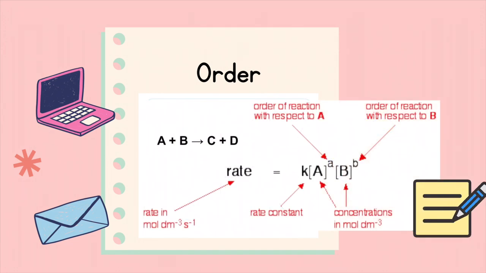When writing the rate equation, it depends on the order of the reaction. In the zero-order reaction, the concentration of substance is raised to the power of zero, and the same rule applies to both first and second order reactions, respectively.